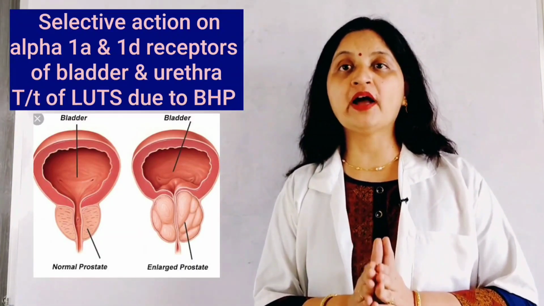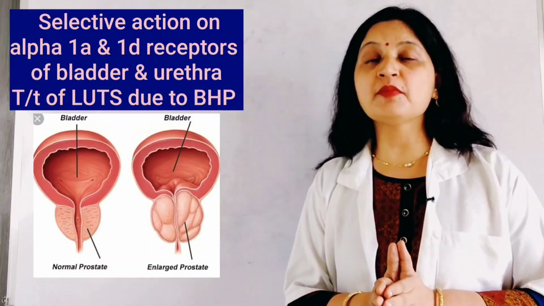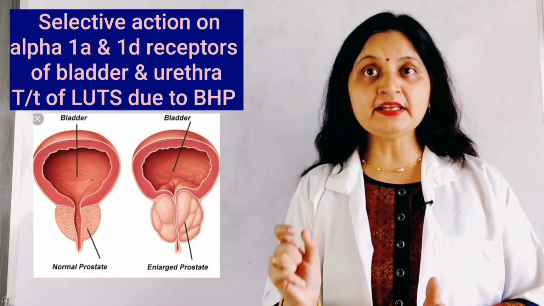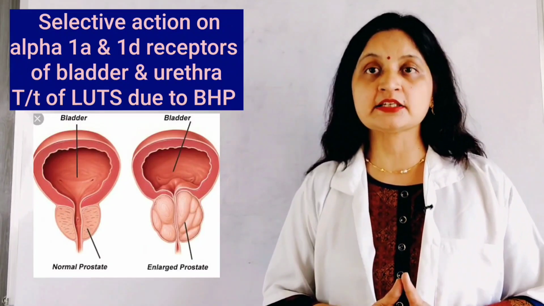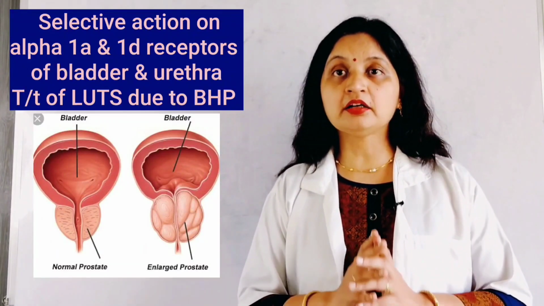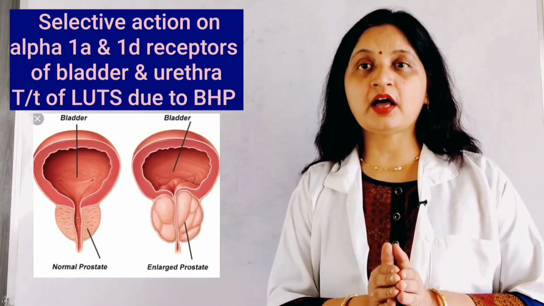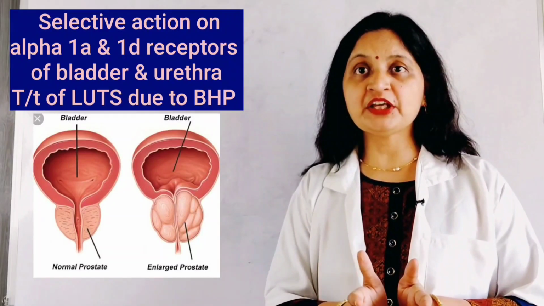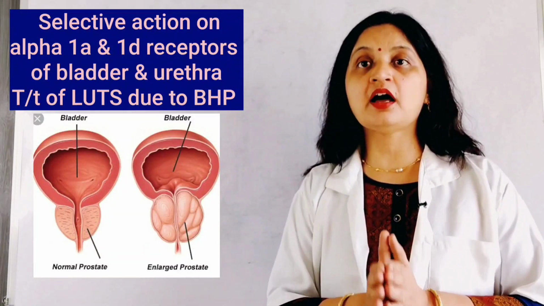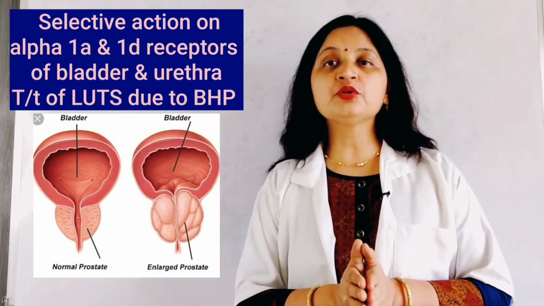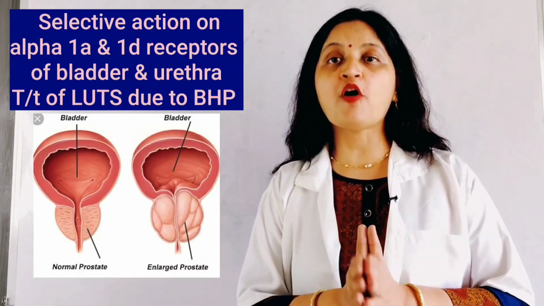Now tamsulosin is a uroselective agent. It selectively blocks alpha-1A and alpha-1D receptors that are present in the smooth muscles of the bladder and urethra. It has minimal action on alpha-1B receptors that are present in the blood vessels. So the effects of tamsulosin are targeted for the smooth muscle receptors of the urinary bladder and the urethra, and this causes relaxation of the urinary bladder, dilatation of the urethra, relieves the urinary flow and helps to relieve the symptoms of lower urinary tract obstruction due to enlargement of prostate.